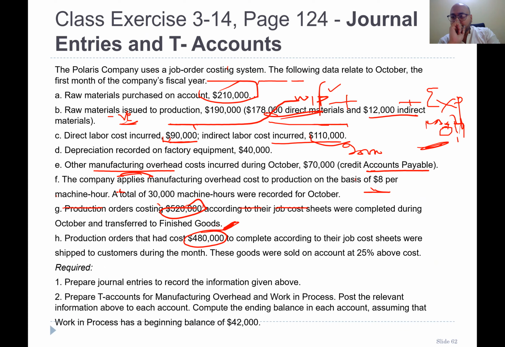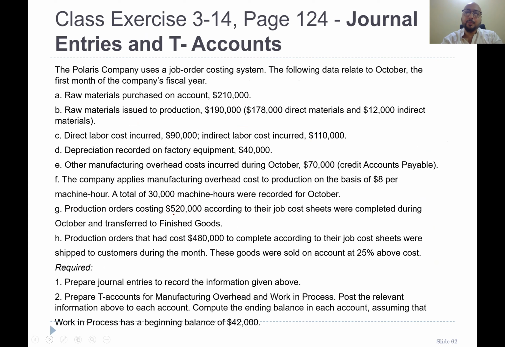Chandra, Min, Aroni, Christine, is this 480,000 the sale price or the cost? Cost. Yeah. Right? And is this 520,000 the cost or the sale price of the finished goods? This is also the cost, right? Since this is also the cost, it means we can easily decrease this 480,000 worth of finished goods, right?